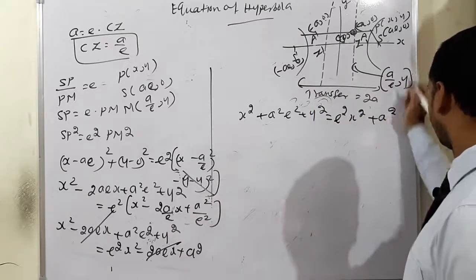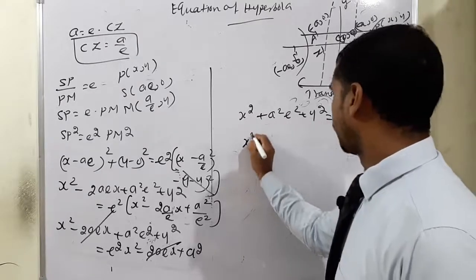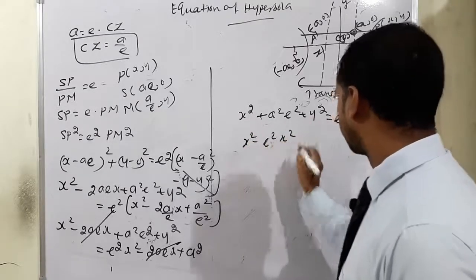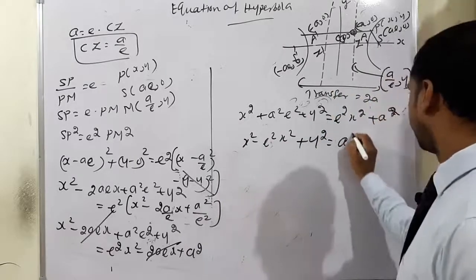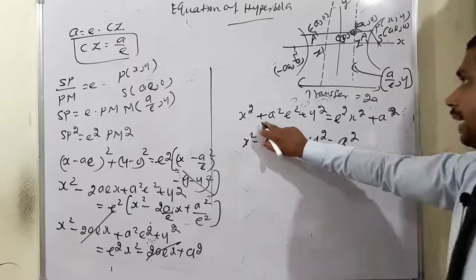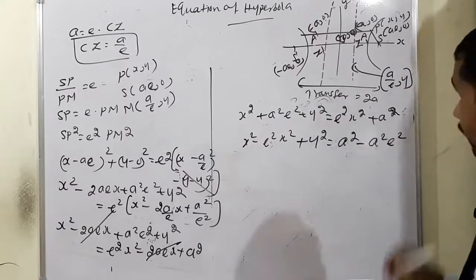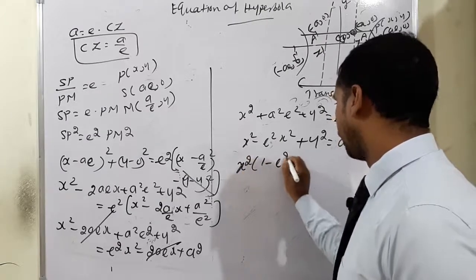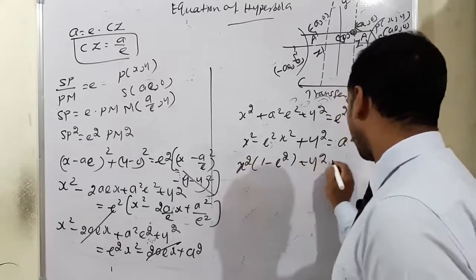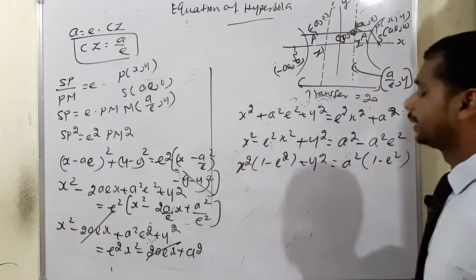a square. Now e square x square bring out opposite side means minus e square x square, then plus y square is equal to opposite side a square is there. Again plus a square e square bring out opposite side means minus e square minus a square e square. Again x square take common outside means 1 minus e square plus y square is equal to a square take common outside means 1 minus e square.